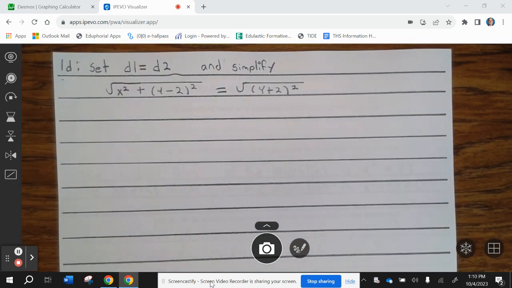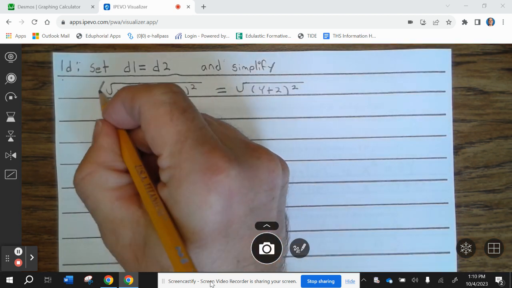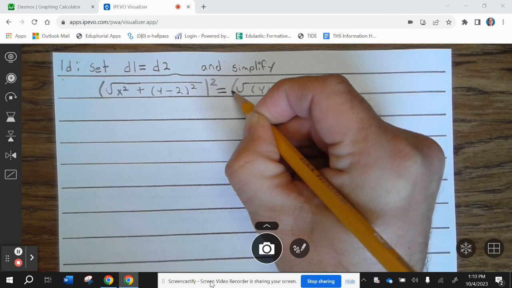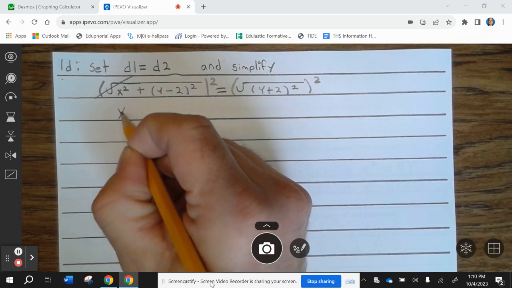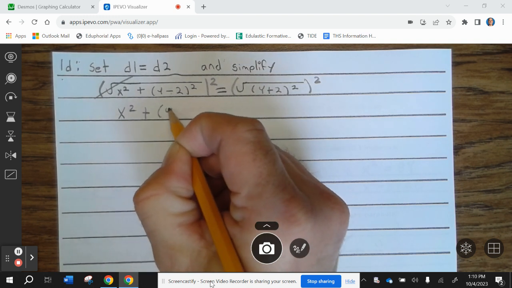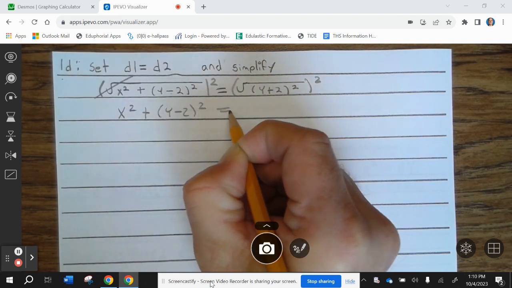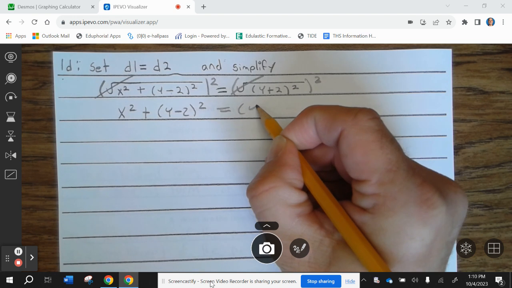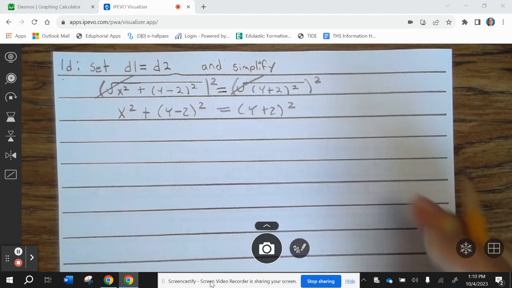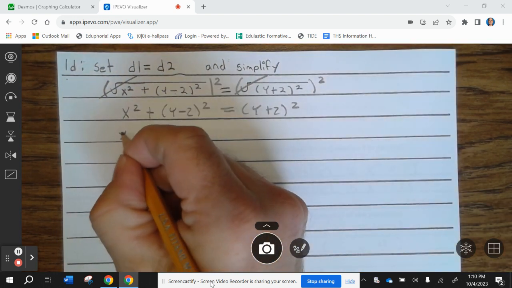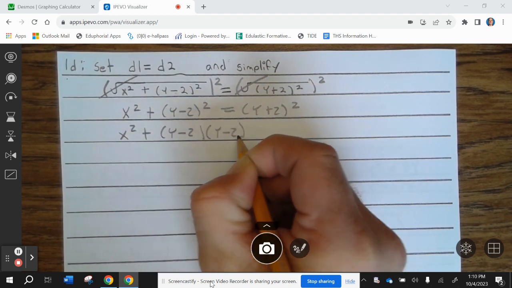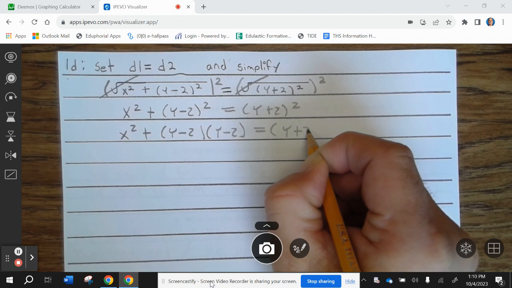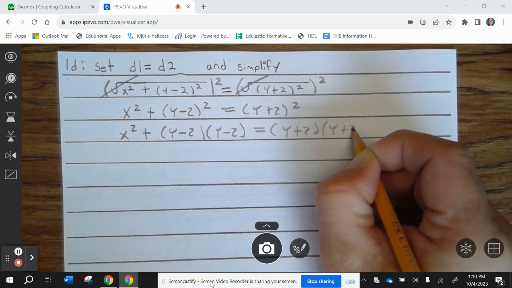So step 1, we're going to set D1 equal to D2 and simplify. Now, since they're both square roots, we're going to square both sides. Now, the squared cancels the squared. You're left with x squared plus (y minus 2) squared equals (y plus 2) squared. So then that's x squared plus (y minus 2) times (y minus 2) equals (y plus 2) times (y plus 2).